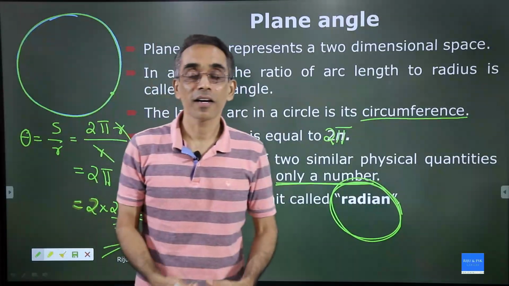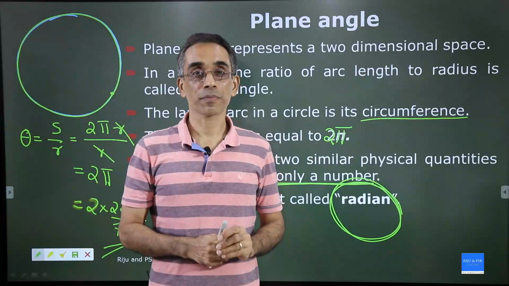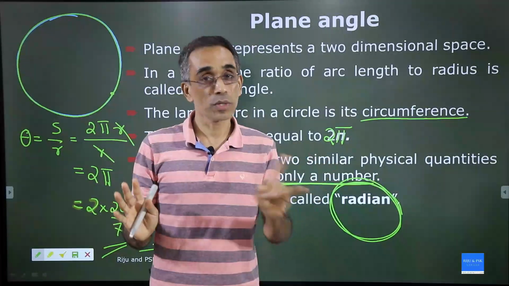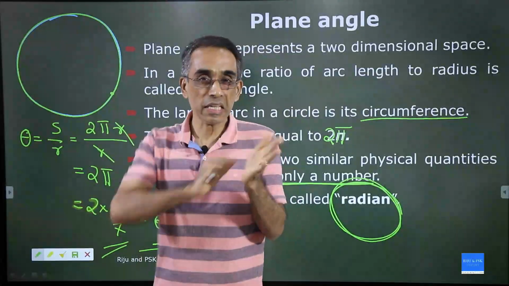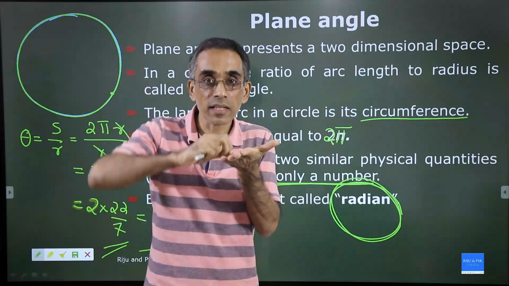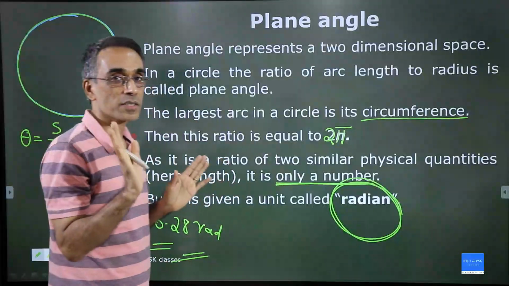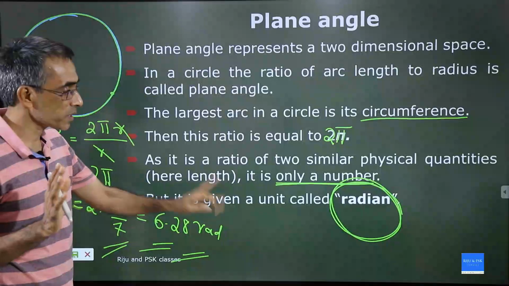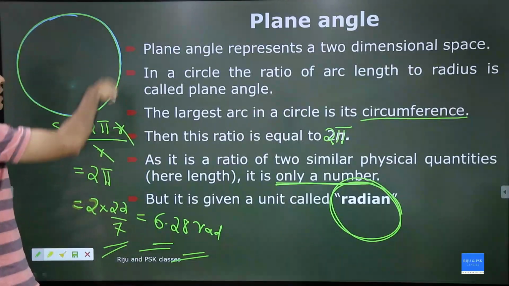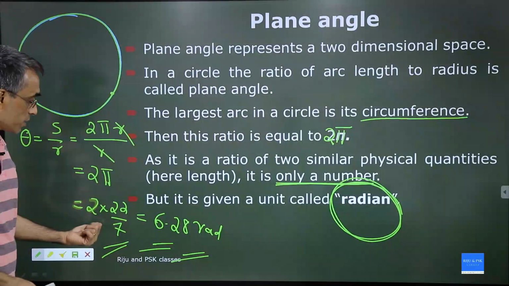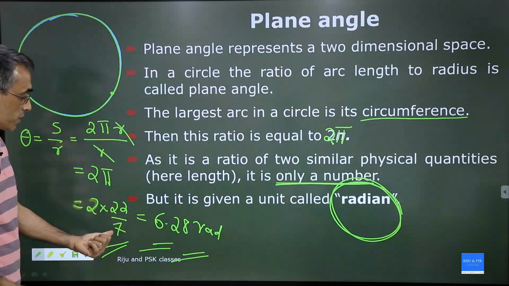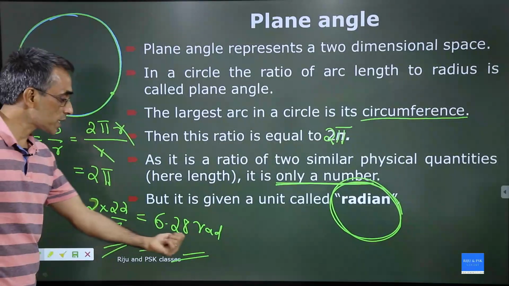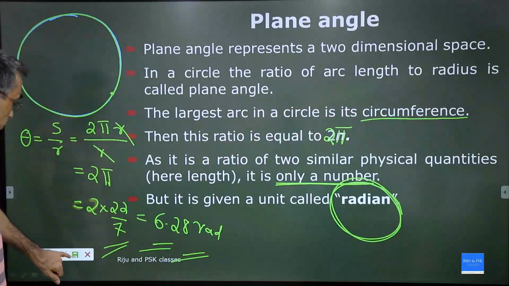What is the unit of angle? The scientific unit is radian, not degree. Erase degree, write radian. In the SI system, plane angle is measured in radian. And for one full circle, how much? 2 into pi, 44 by 7 or 6.28 radian. This is important for us.